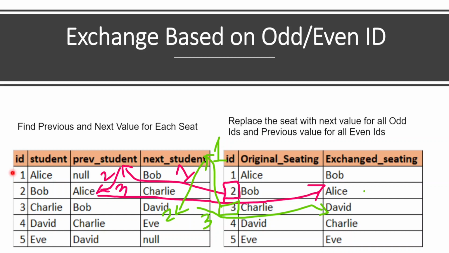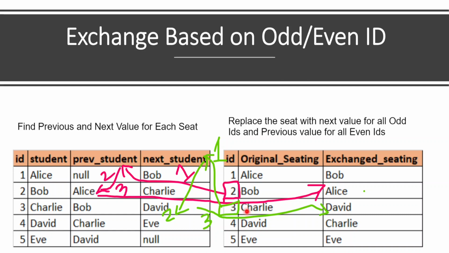So here, I'm going to follow the pattern. In case the seat number is odd, then that particular student should go to the next row. Here I have given this particular record. This seat number is 2. That is even. Even means it should go to the previous student column. The previous student has the corresponding value Alice.